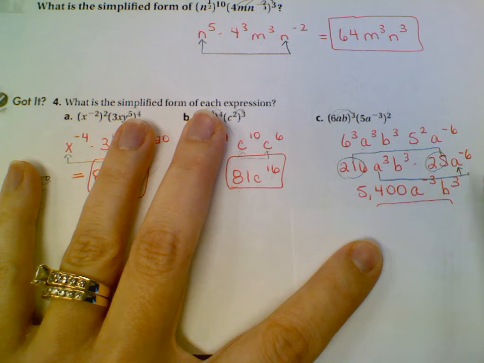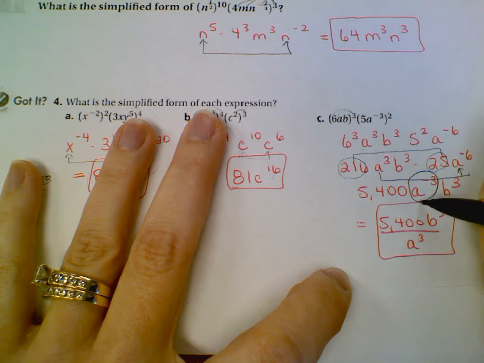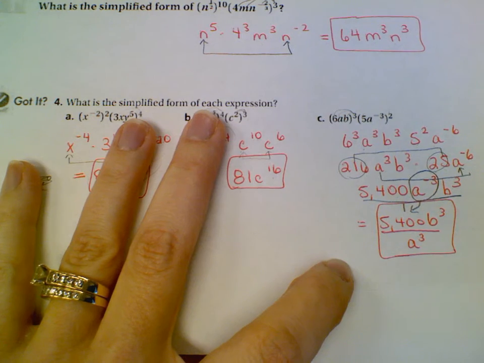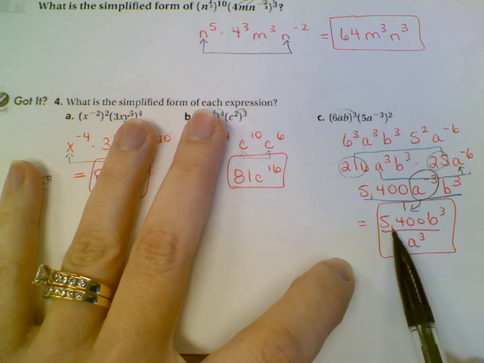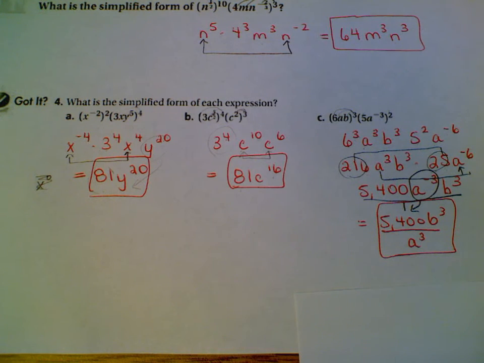Anything else? Yes, I have a negative exponent. So this a to the negative 3rd needs to get brought down to the bottom of my fraction. So my final answer is 5,400 b to the 3rd all over a cubed.